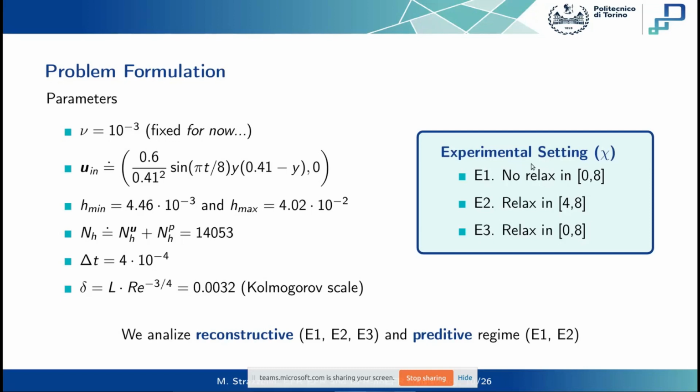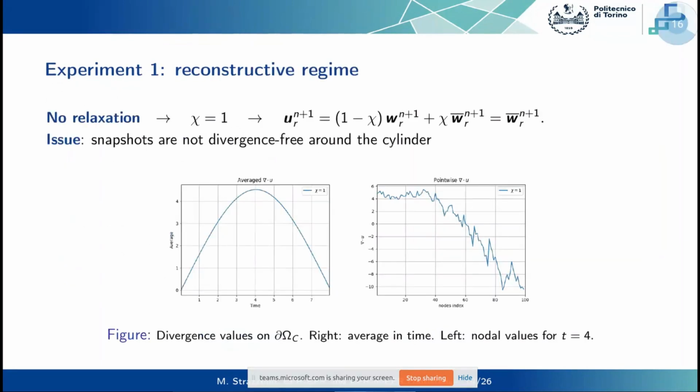The experimental setting actually depends on chi. In the first experiment, we have no relaxation at all. And in the second and third experiments, we have relaxation, but in two different time intervals. So we focused on two different time intervals, and I will show you some reconstructive solutions and also predictive solutions. So let's start with the experiments.